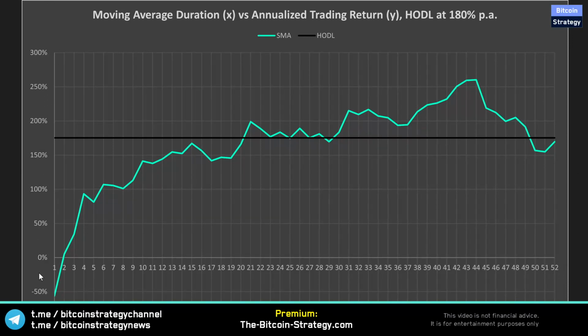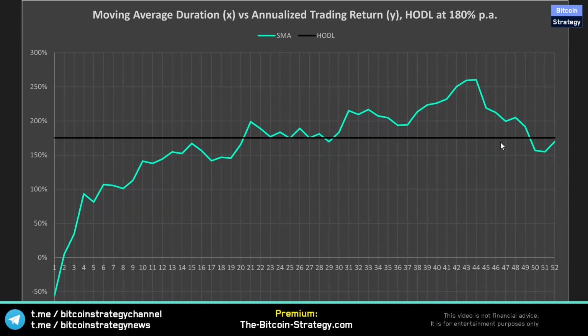So every year during this entire holding period, what would we have gotten on average with Bitcoin? You can see here, if we just bought and held Bitcoin over the entire time, we would have gotten 180% per annum. And that's also indicated by this black line, the HODL line. Okay, so you just bought and held.